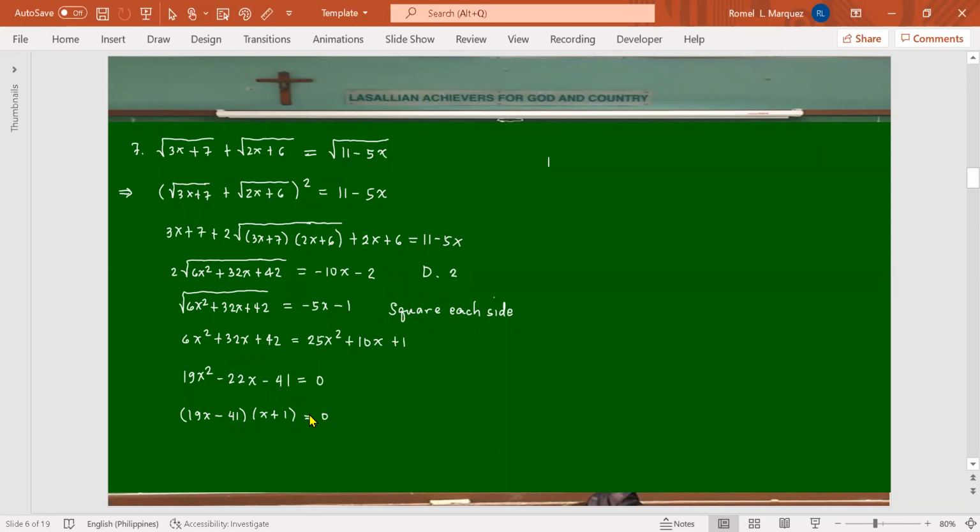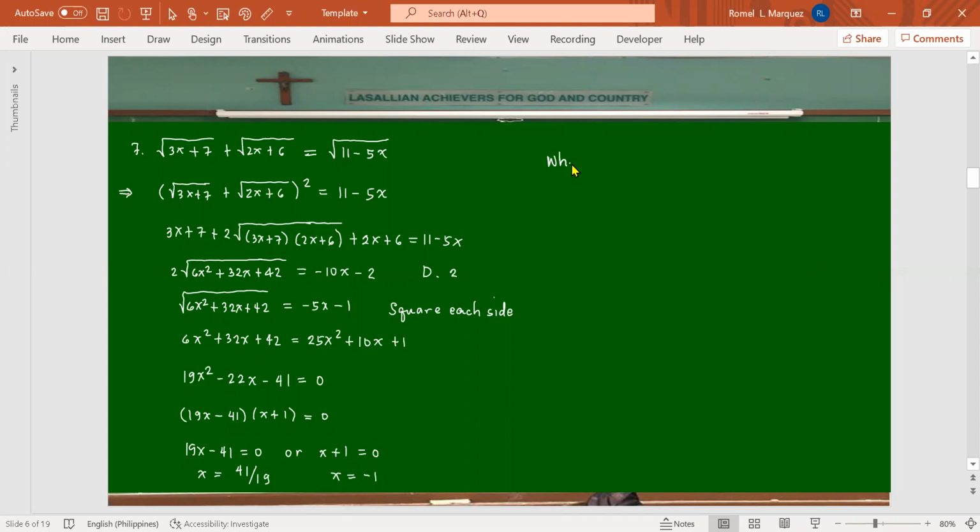Negative 41 plus 19. Is it negative 22, guys? And then negative 41, 19x squared. Is that correct now, guys? Yes, sir. Okay. So what is x? x equals 41 over 19, or x equals negative 1.